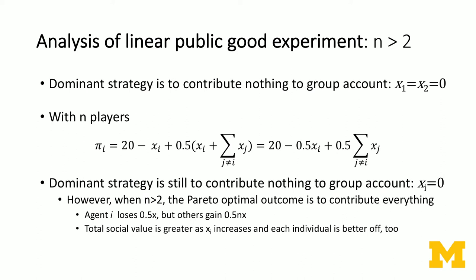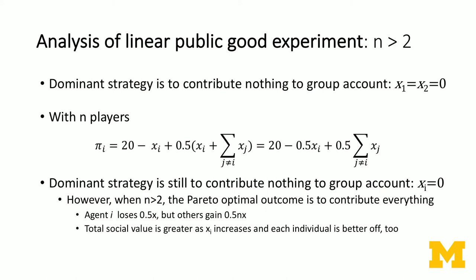So that is the game theoretic prediction, assuming that everyone's self-interested. Now, what if you have more than two players? Let's say you have an arbitrary number of players, n players, and they all face similar incentives. It is straightforward to generalize this into the n player case. So take player i as an example. We call the payoff pi i, and that equals 20 minus 0.5 xi plus 0.5 times the sum of everybody else's contributions. That's the big summation sign, xj, j not equal i. That just means the sum of everyone else's contributions.